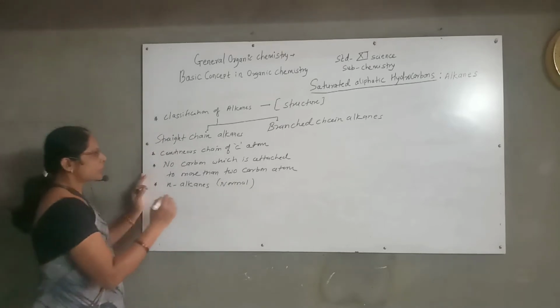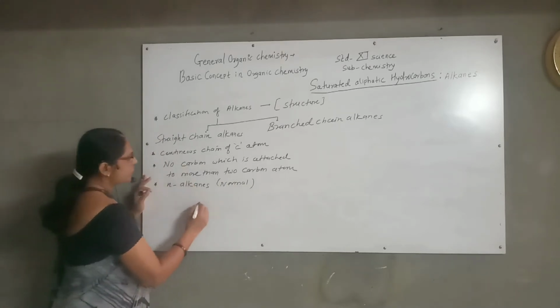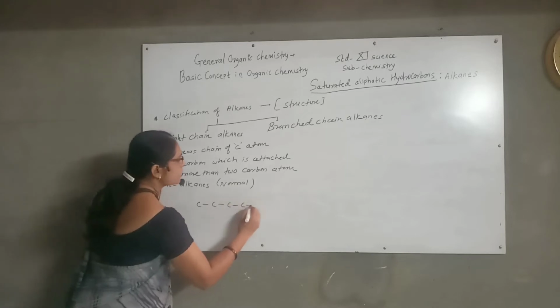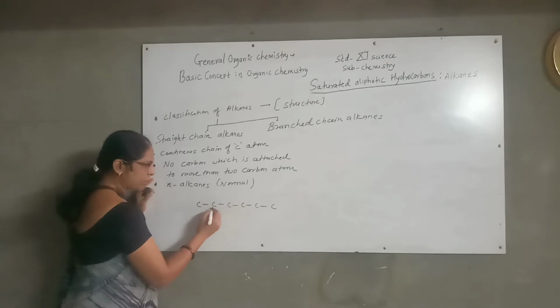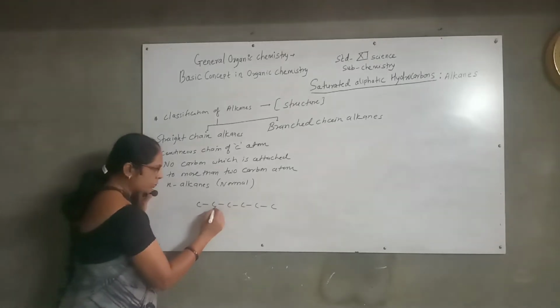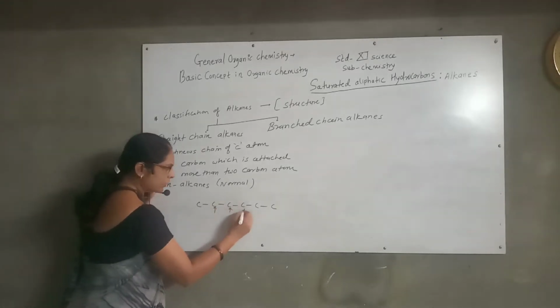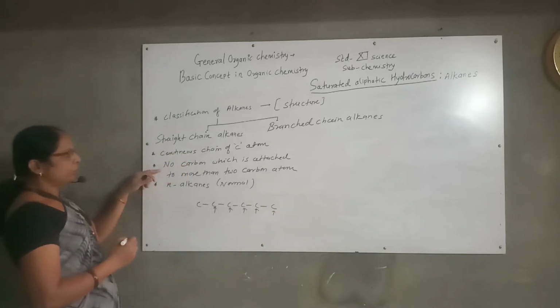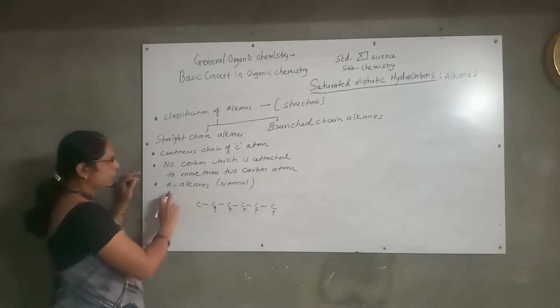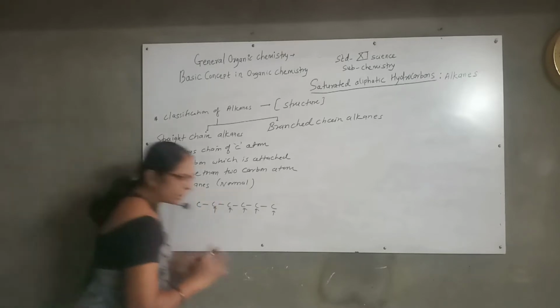So let us consider. Straight chain alkanes are the alkanes which have a continuous chain of carbon atoms. There is no carbon which is attached to more than 2 carbon. This carbon is attached to 2. In this way, no carbon is attached to more than 2 carbon. Such types of alkanes are called n-alkanes.